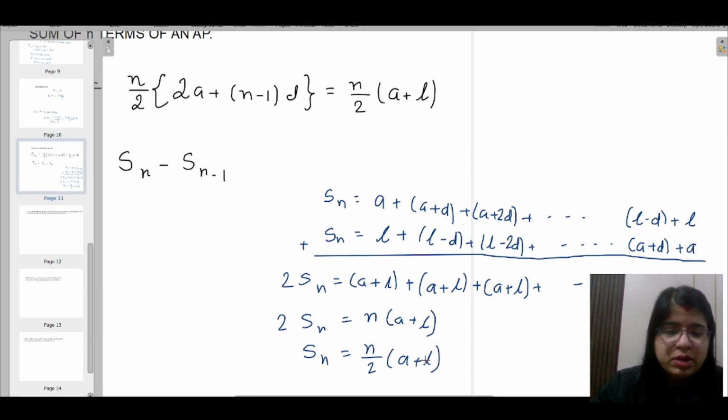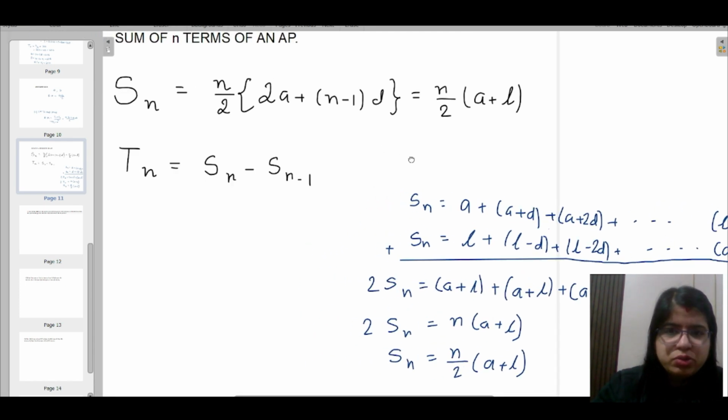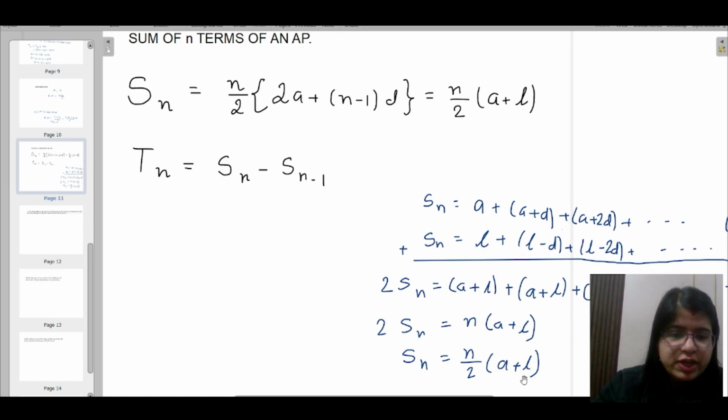Here L is nothing but the Tn term, so it will be A plus n minus 1 into D. So when you substitute the value, we will get n by 2 into 2A plus n minus 1 into D, because when you write A plus A plus n minus 1 into D, A will get added. So in these two ways we can find the sum of n terms of any AP.